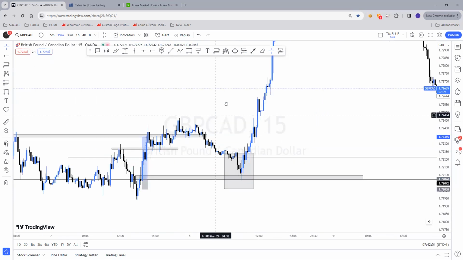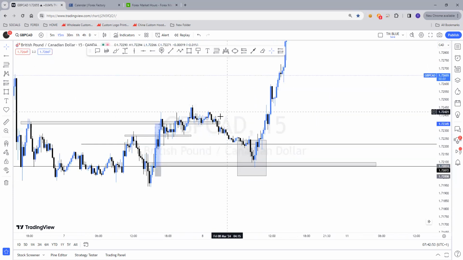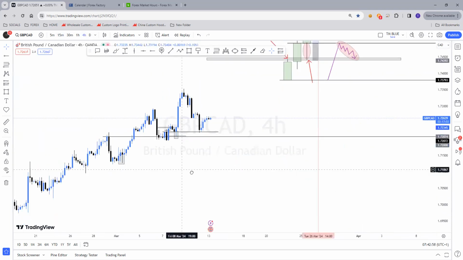But guess what? Because you understand that there's a breakout structure that was not retested there, you're now going on to your bigger time frame and actually understanding what's going on.